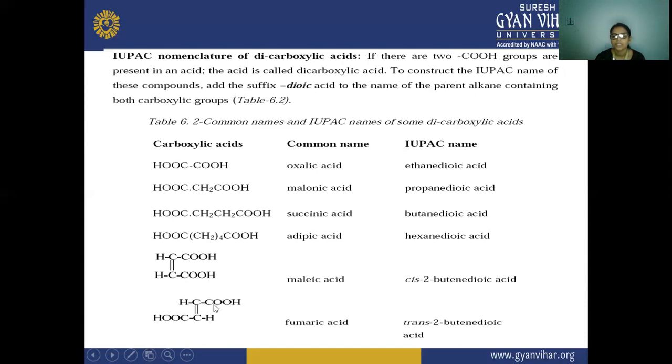Next, you can see here the groups are on the opposite side. This H is on the opposite side, and this COOH is also on the opposite side. So its name is trans 2-butene dioic acid. The name is the same. They have the same molecular formula, but the structure is different. So this is the cis and this is the trans. The cis form is known as maleic acid and the trans form is known as fumaric acid.